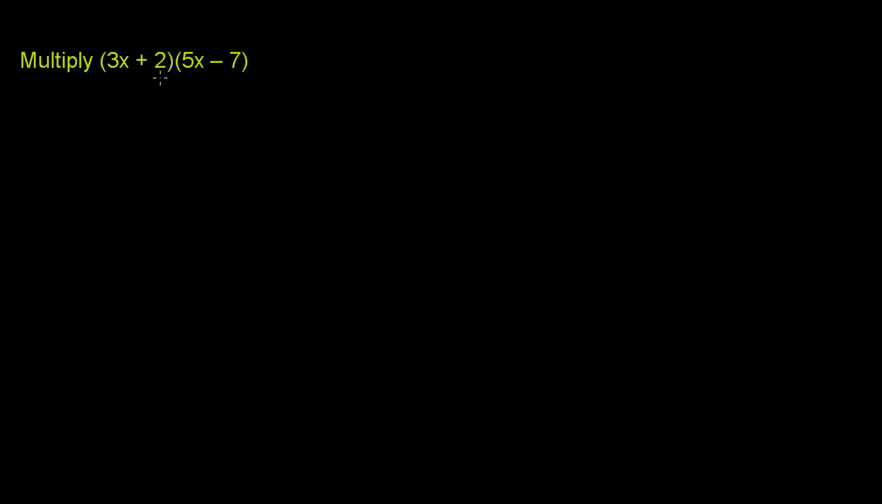Multiply 3x plus 2 times 5x minus 7. So we're multiplying two binomials. And I'm actually going to show you two really equivalent ways of doing this. One that you might hear in a classroom, and it's more of a mechanical, memorizing way of doing it, which might be faster, but you really don't know what you're doing.